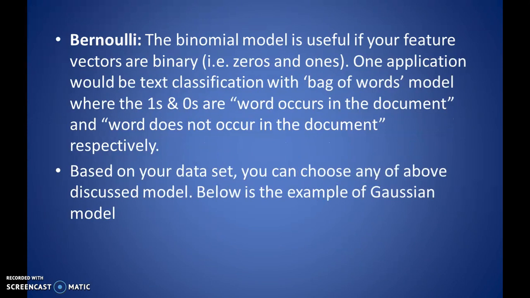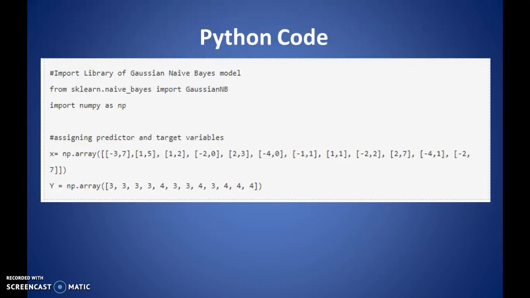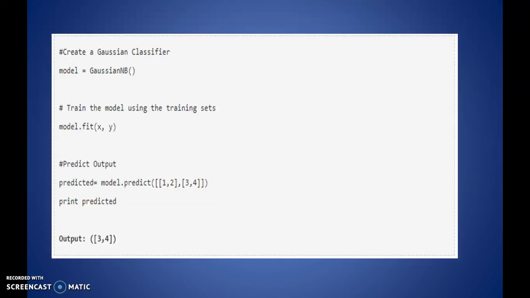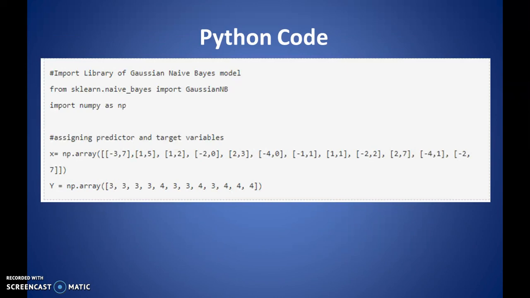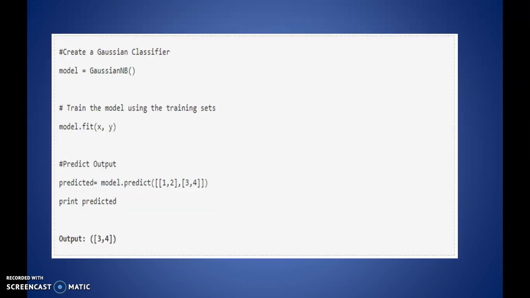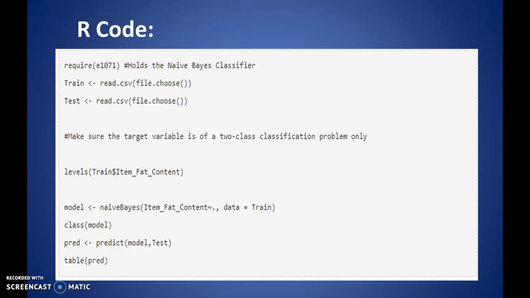So below is an example of the Gaussian model. This is the Python code that you can just take a screenshot of, and then you can start working on it in Python. Now this is the Gaussian classifier that we have here. Output is what we have. Now the same thing we can do in R code as well. So this is the R code that we have.